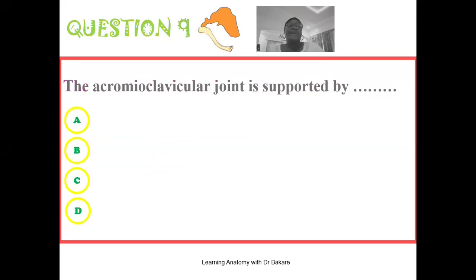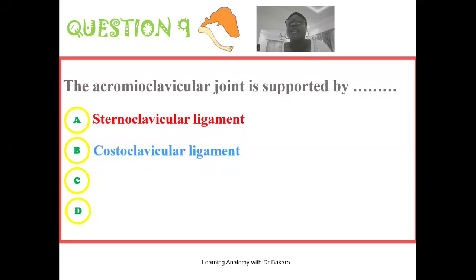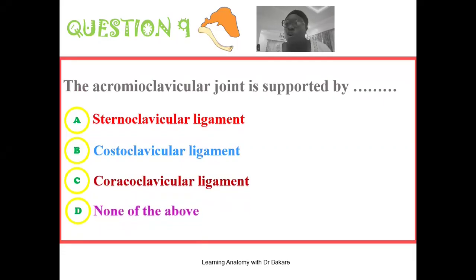The ninth question, this reads that the acromioclavicular joint is supported by dash. Is it supported by the sternoclavicular ligament? Is it supported by the costoclavicular ligament? Is it supported by the coracoclavicular ligament, or is it none of the above?